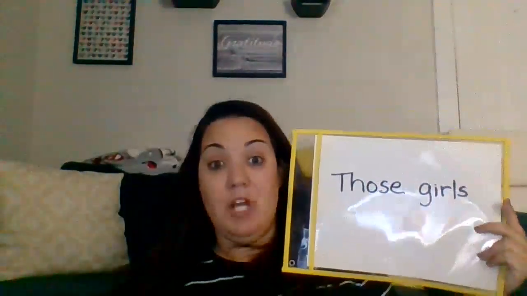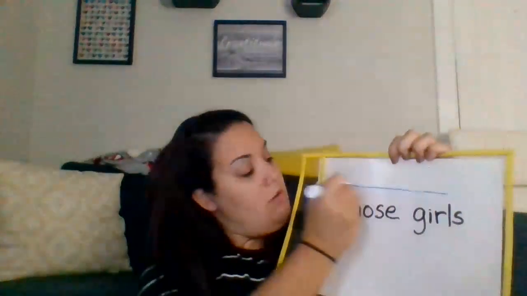Let's try another one. Okay, my next example is those girls. Well, I need to see if it has a subject or a predicate. Those girls. That's a subject. It's telling me who it's about. Those girls. But wait a minute. It doesn't tell me what those girls are doing. This does not have a predicate. So it is not a complete sentence.